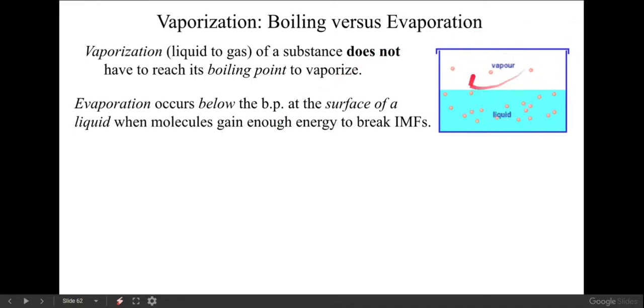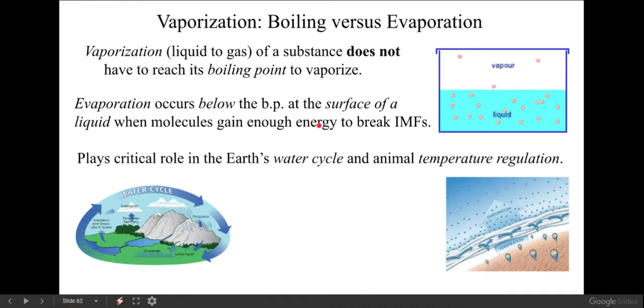It's that over time, thermal energy from the surroundings was pulled into the water, and as the water absorbs more thermal energy, more molecules get enough energy to break their intermolecular forces and vaporize. But we call this evaporation when it happens below the boiling point. This is super important in the Earth's water cycle. It's the Earth's natural form of distillation.